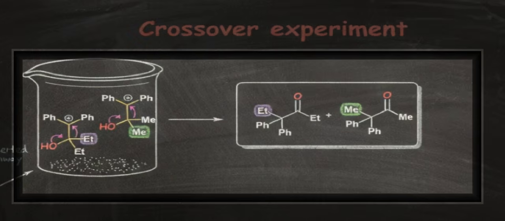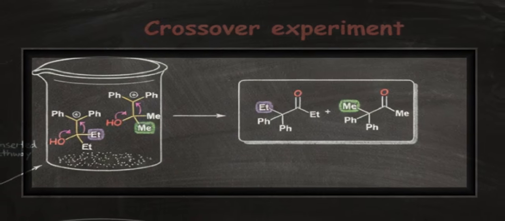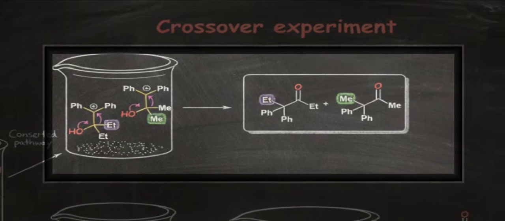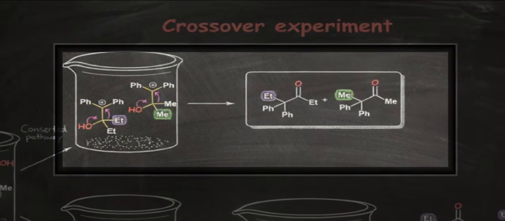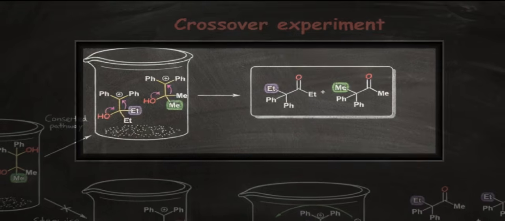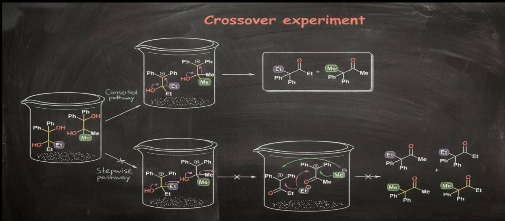other molecules. As a result, only the original non-crossover ketones are formed, one from the methyl-containing Pinacol and one from the ethyl-containing Pinacol. So, the absence of crossover products clearly tells us that the rearrangement is intramolecular. To conclude, even though a carbocation intermediate is formed, it remains tightly controlled and the rearrangement proceeds through a direct 1,2 alkyl shift within the same molecule with no intermolecular mixing.